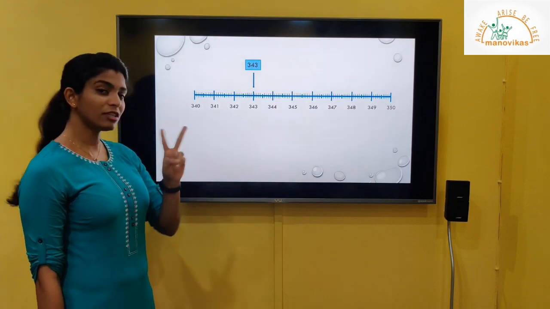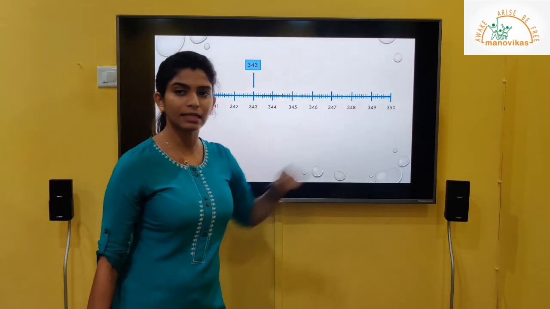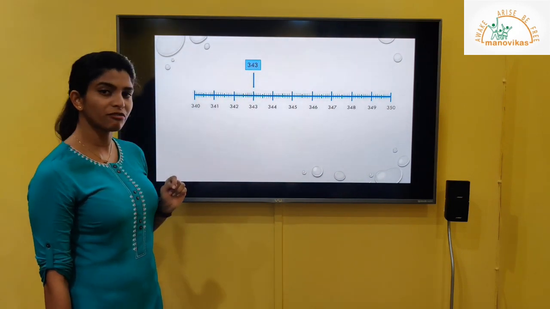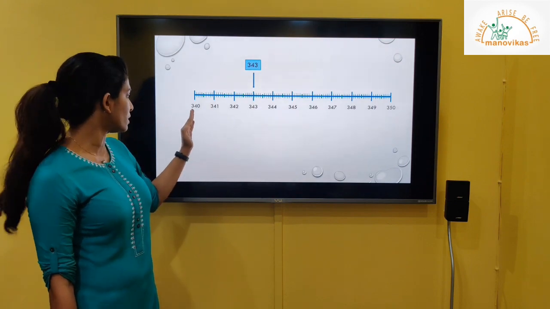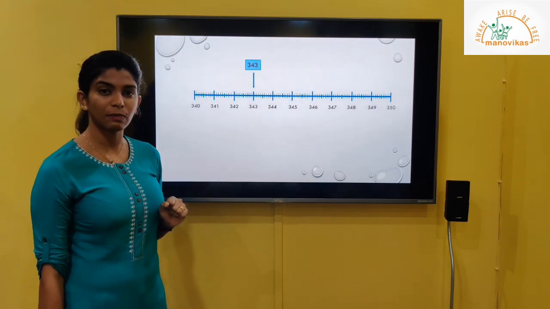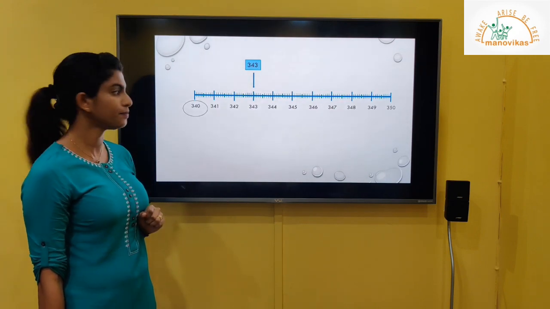343. Now which are the two possible tens? It can be 340 or 350. So I have marked 343 here. Can you tell me which number is near? Very good. It is 340. Remember, we are looking only at the ones place. Okay, so the number is 340.